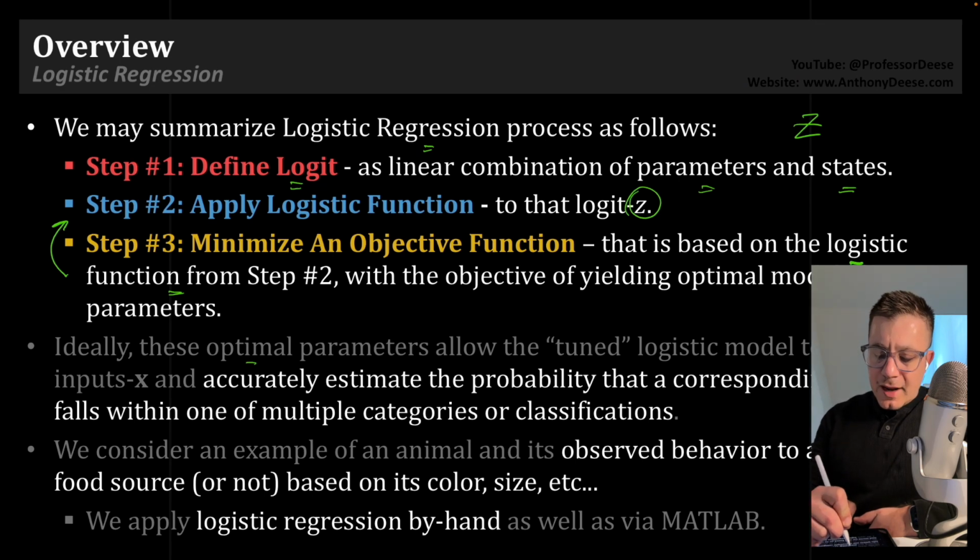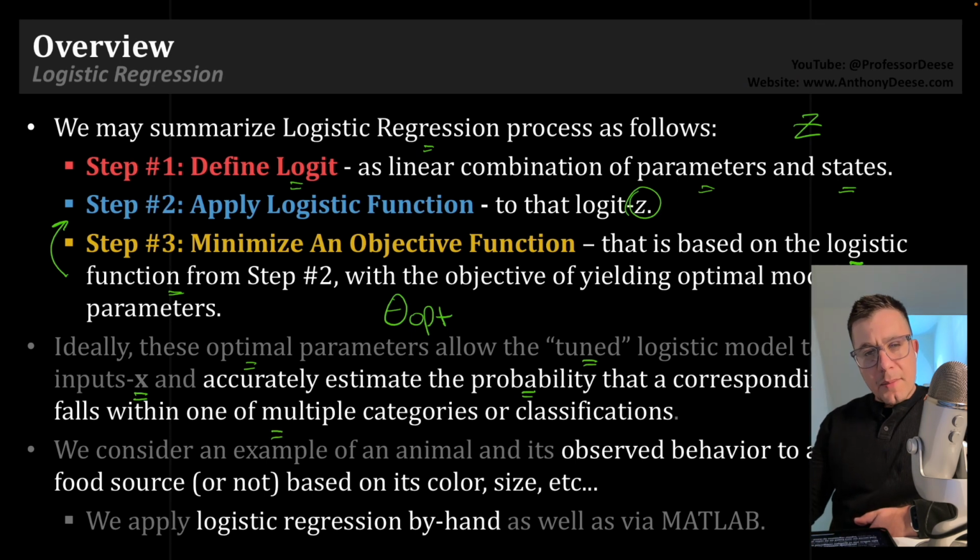Ideally, these optimal parameters, which we call theta sub OPT, same notation from the previous module, allow the tuned logistic model to accept inputs and accurately estimate the probability that a corresponding output Y falls within one of multiple categories or classifications. If we go back to the Michael Jordan example, it accepts a location on the court and tells us whether this should be a shot that he makes, being one classification, or misses, being the other classification.